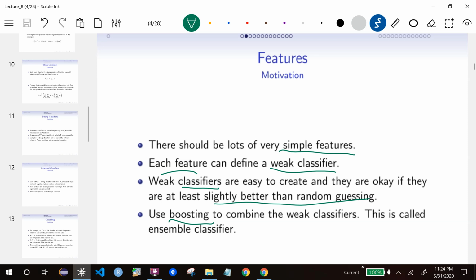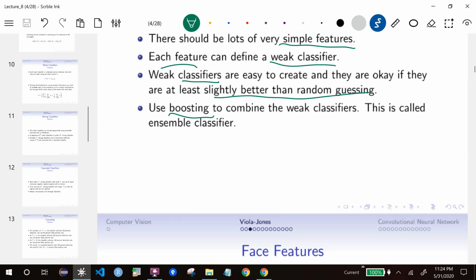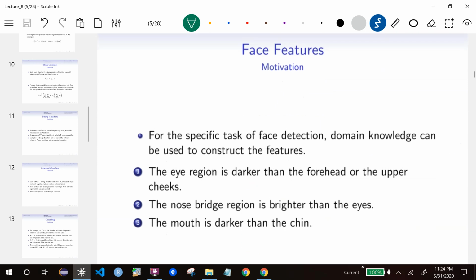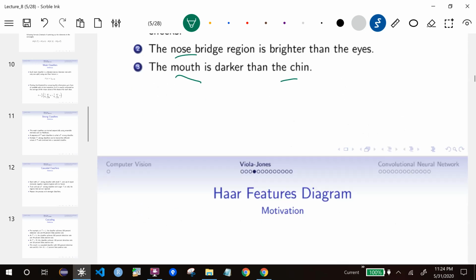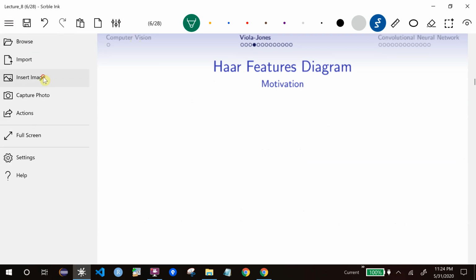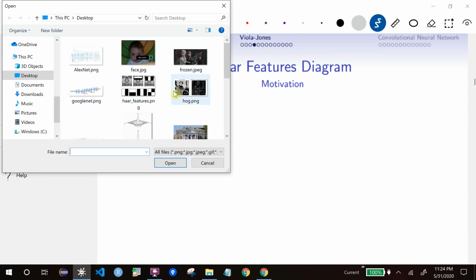So first thing, what kind of simple feature are we going to use? To figure out the features, we may want to use some special properties of human faces. So we may want to use some domain knowledge about human faces. For example, the eye region is darker than the forehead and darker than the nose, and the mouth region is darker than the chin. So I think the description is not that clear. Let me show you an image of a human face.